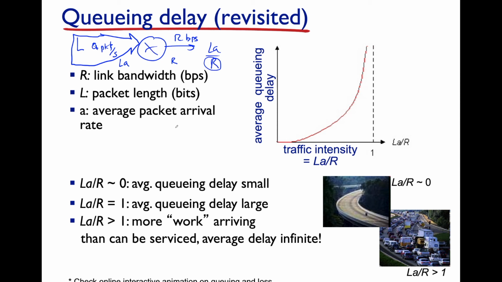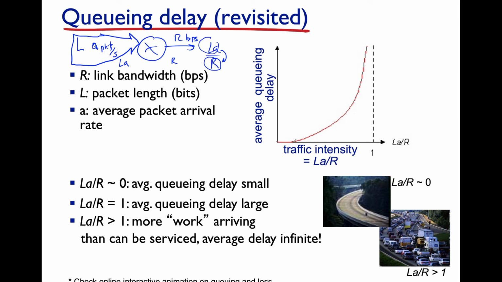Now, if you have LA over R greater than 1, that means the numerator is bigger than the denominator, which means the amount of data coming into the router is more than the amount of data leaving the router. So that means that you have far more information or work arriving than you do leaving. And what happens there is that your buffer fills up and you're going to get infinite delay, which means your packet is dropped. And so this is a depiction of traffic intensity.